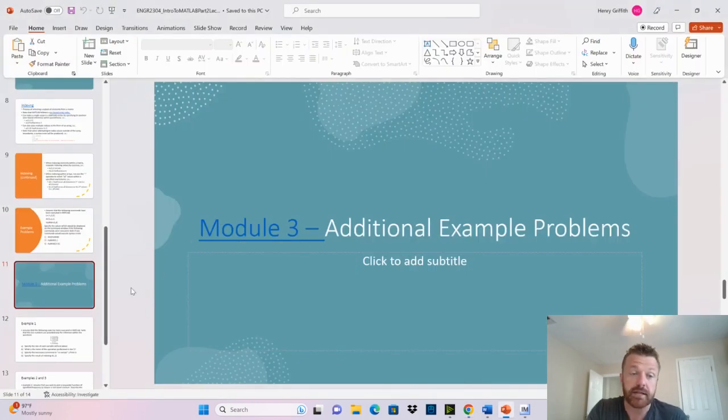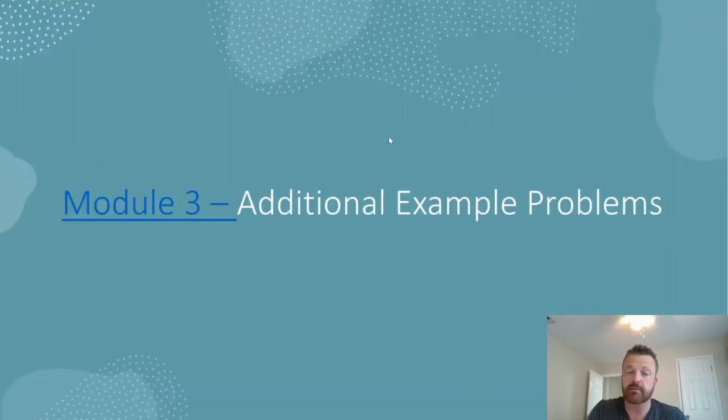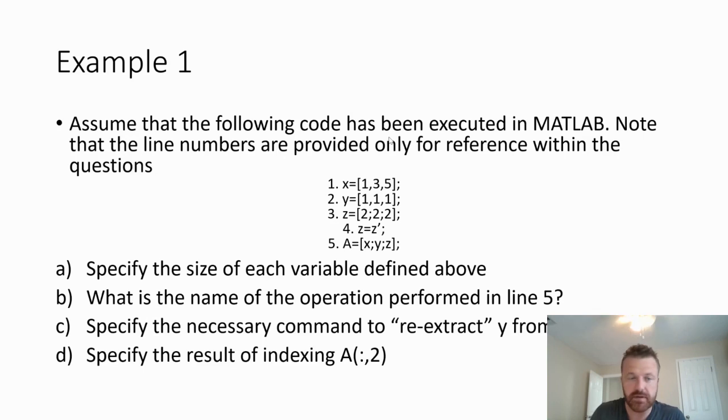So in this video, we're going to look at some additional example problems regarding the creation of arrays and matrices within MATLAB, along with the indexing concepts that we spoke of previously in this lecture. For our first example, we're going to assume that the following 5 lines of code were executed in MATLAB, and then answer these series of 4 questions about what would happen if those lines of code were executed.